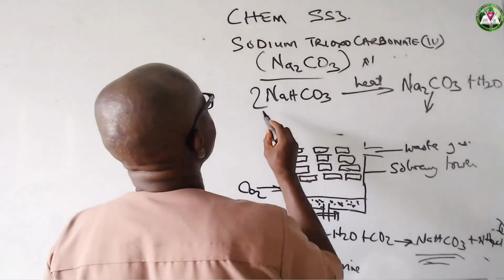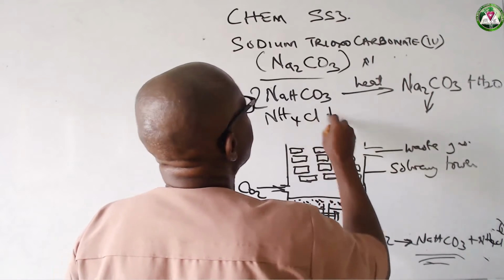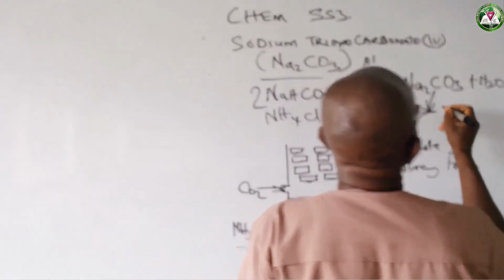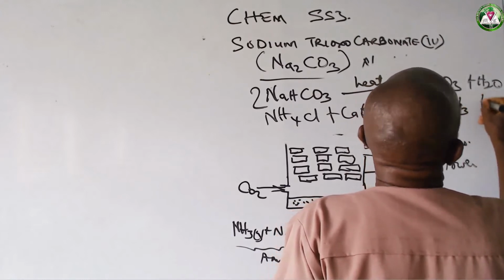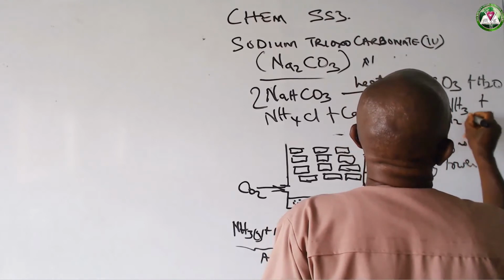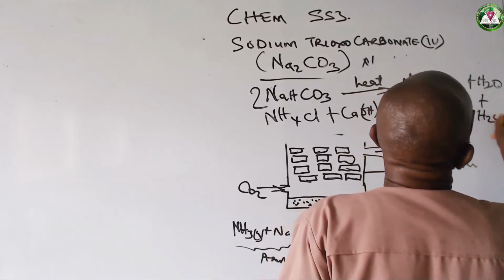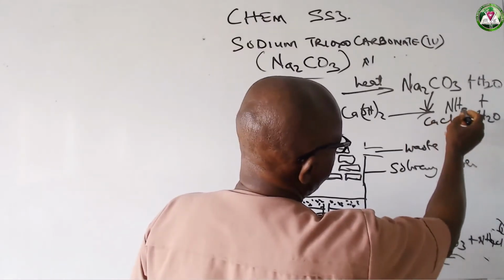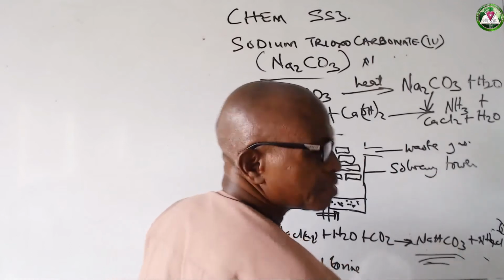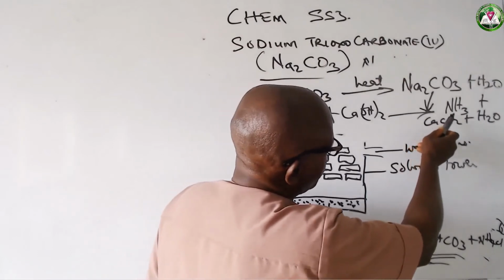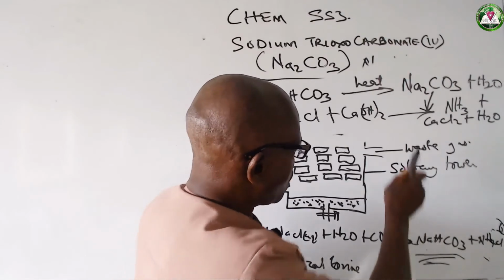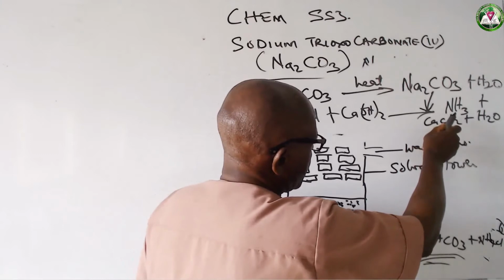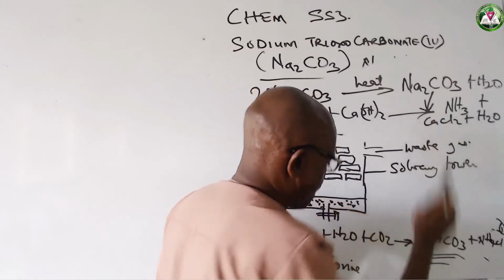The ammonium chloride reacts with calcium hydroxide to give you ammonia plus calcium chloride plus water. You can see that from what you have done, you have regenerated ammonia, which you can reuse again. The only byproduct that is not very useful is this calcium chloride, but you have regenerated ammonia, which you can reuse again.